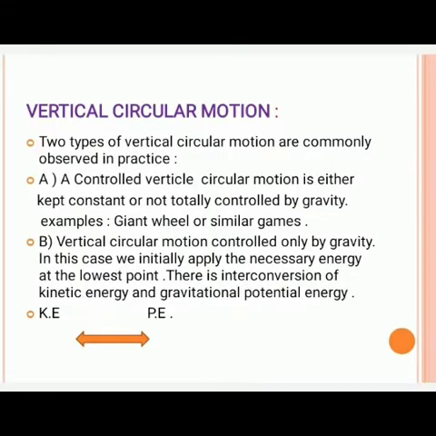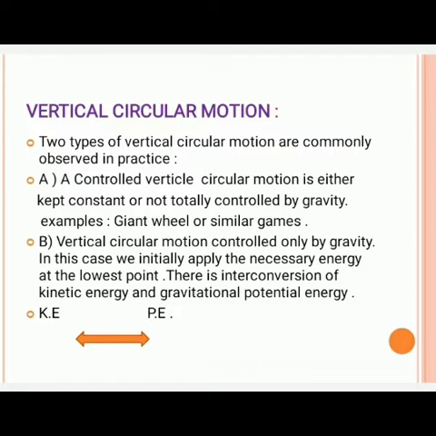The second part of today's topic is vertical circular motion. Vertical circular motion is of two types which are commonly observed in practice. In the first, the motion is kept constant or is not totally controlled by gravity. Examples are a giant wheel or similar games.